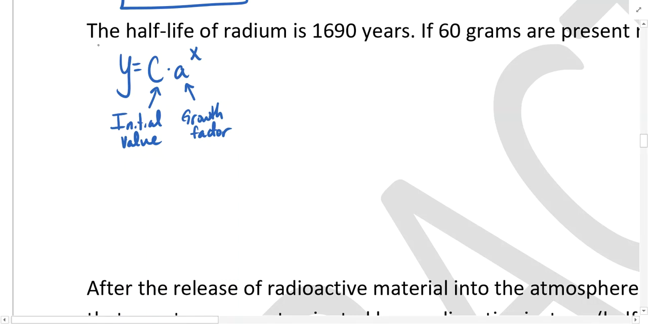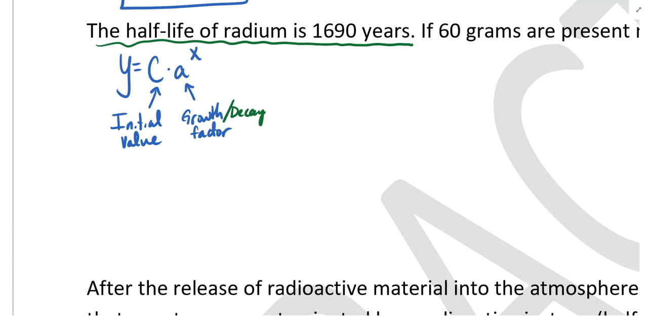Right off the bat, we're told that the half-life of the element radium is 1,690 years. And we don't know the growth factor, or in this case, the decay factor. We don't know the A value associated with that. What we do know is that whatever C value we started with, whatever initial value we had, there's going to be half of that left after a time of 1,690 years.